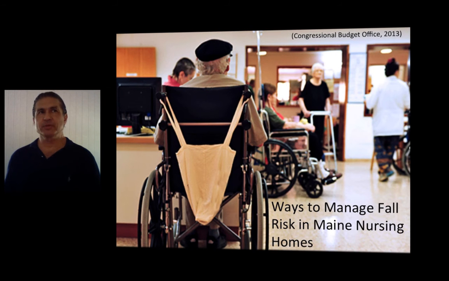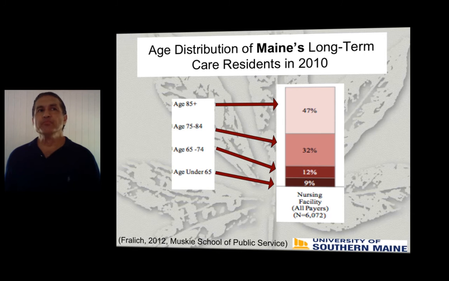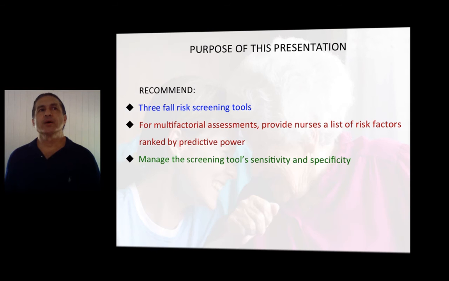It's my pleasure to speak to the Maine Nursing Home Association about lowering the fall risk in long-term care. In the United States, there are 1.5 falls per bed per year in nursing homes because of clients' age, morbidity, and frailty. I'll speak about research that addresses this.